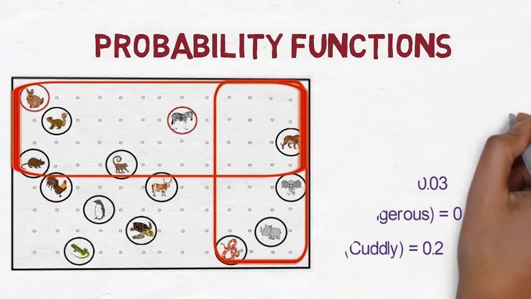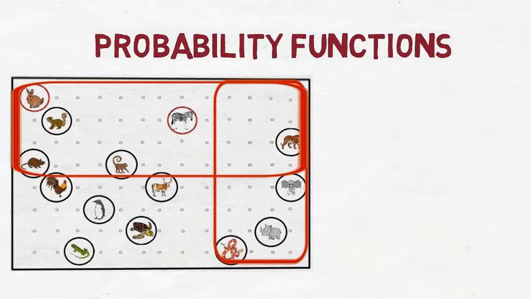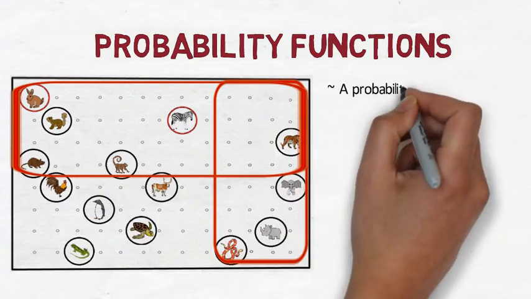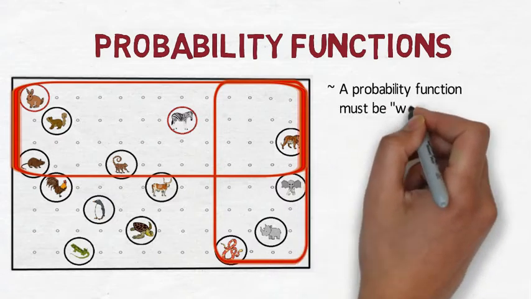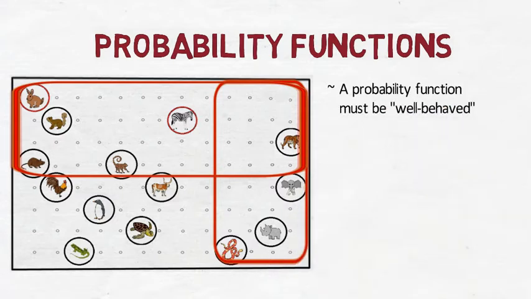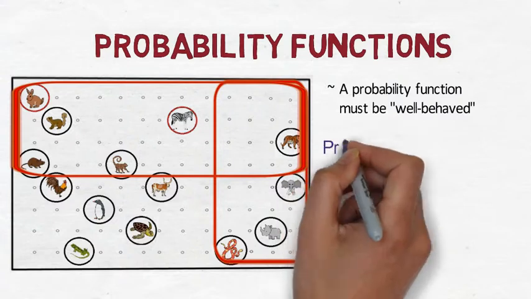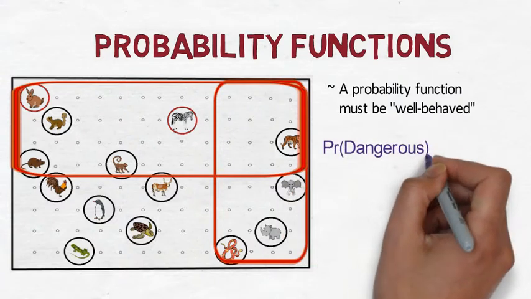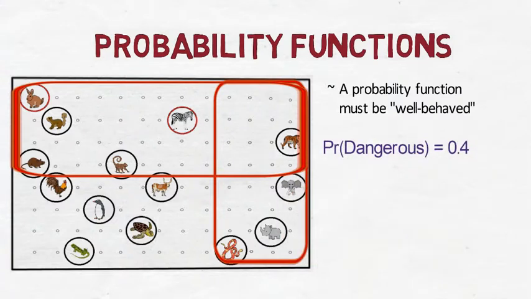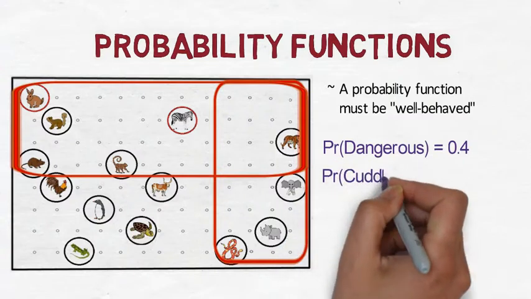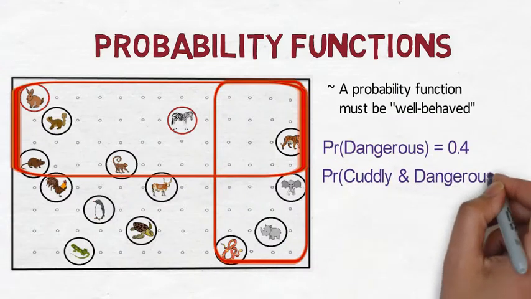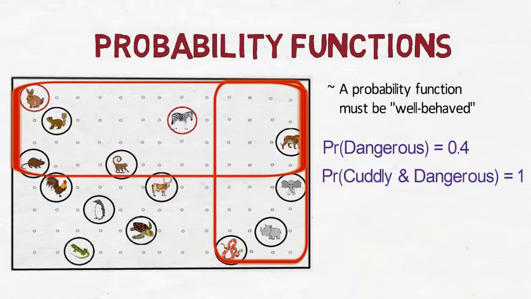However, there's a catch. A probability distribution cannot just assign probabilities to outcomes in any old way. There are rules that any good distribution has to satisfy, and these rules are critically important for understanding what probabilities are. For example, if a probability distribution says that it is 0.4 probable that the animal will be dangerous, then it cannot also say that the probability that the animal will be both cuddly and dangerous is, suppose, 1 or 100%. You should see that this makes no sense.